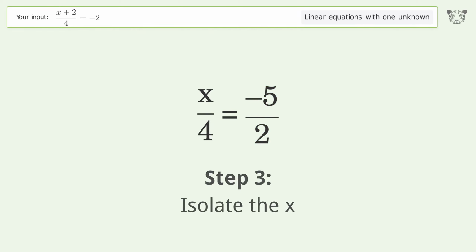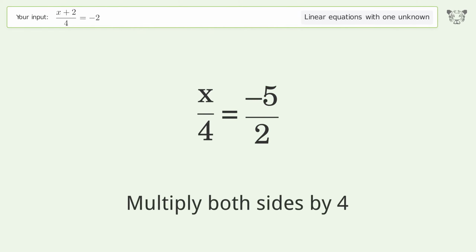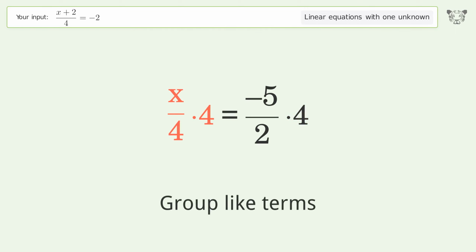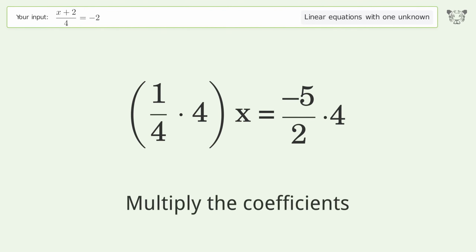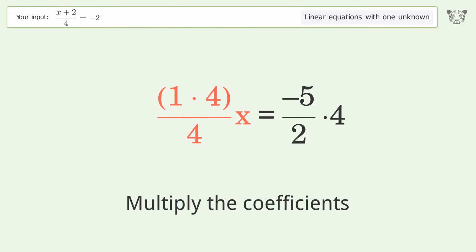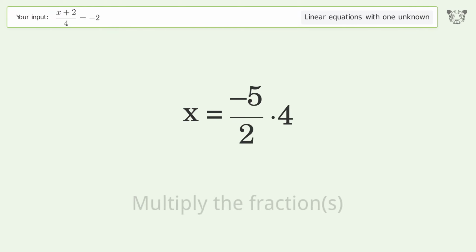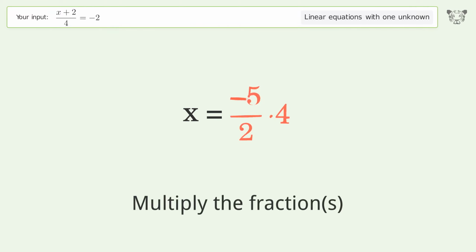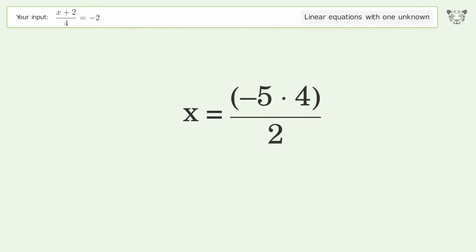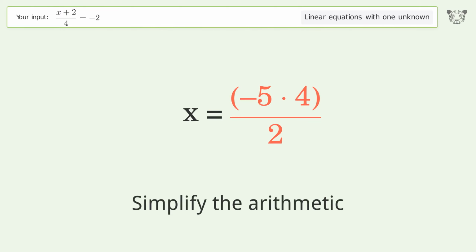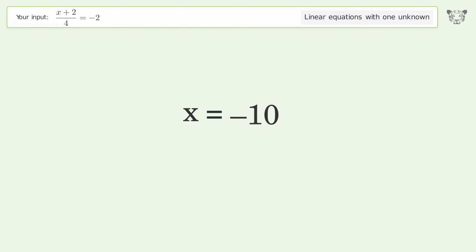Isolate the x. Multiply both sides by 4. Group like terms. Multiply the coefficients. Simplify the fraction. Multiply the fractions. Simplify the arithmetic. And so the final result is x equals -10.